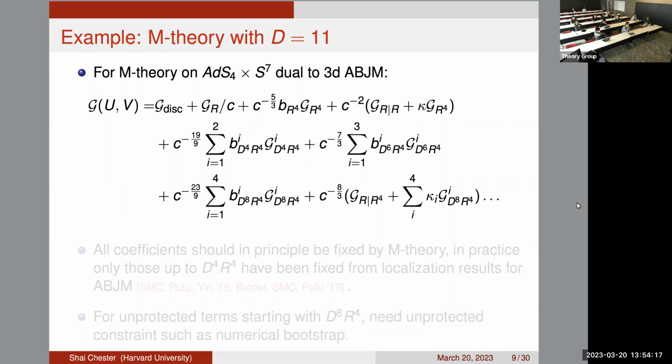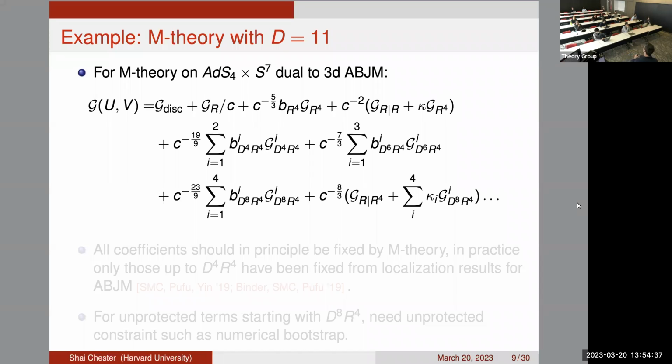Here's the next higher derivative correction. It goes like C to the -19/9. There's 2 terms we want to fix, etc. for these increasingly higher order terms, including the one loop term now with an r⁴ vertex as well as an r vertex. And so as you see, the higher order you go in this low energy expansion, the more constraints you need in order to fix these coefficients B.